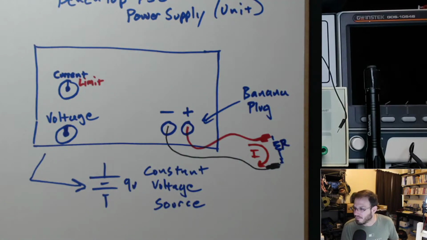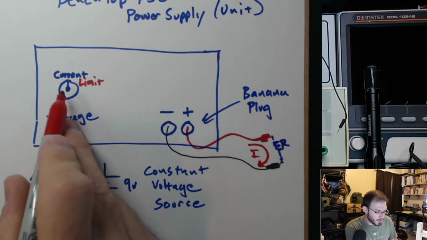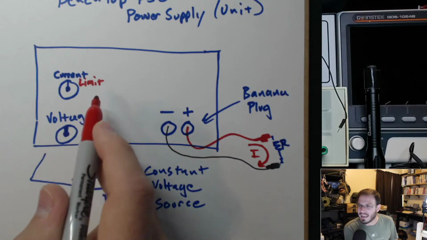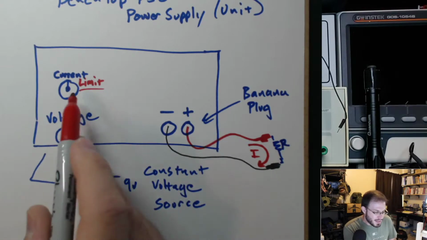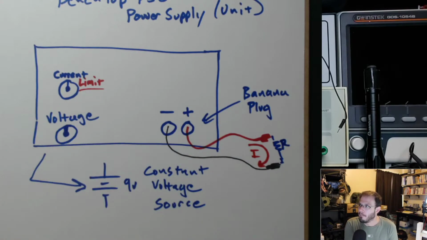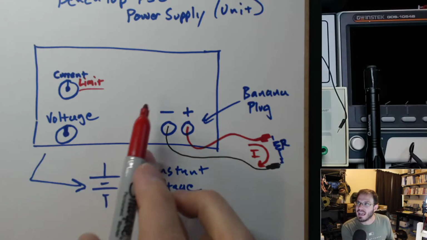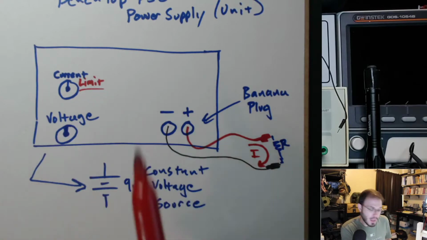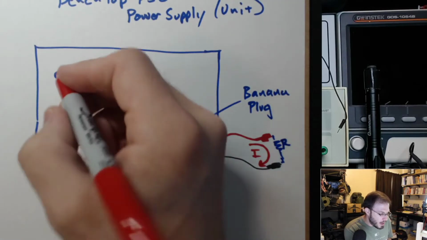Current limit. Almost every single power supply I've ever seen puts the word current and they don't write limit next to it. This is actually a setting to determine what the max safe current is that this power supply will put out. It's a safety feature. So we're not going to worry about this.